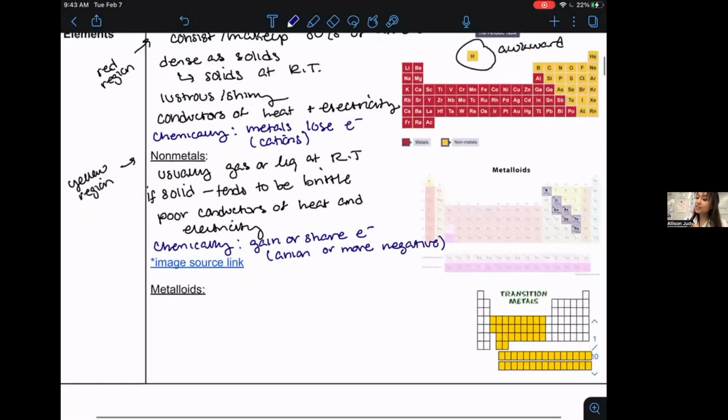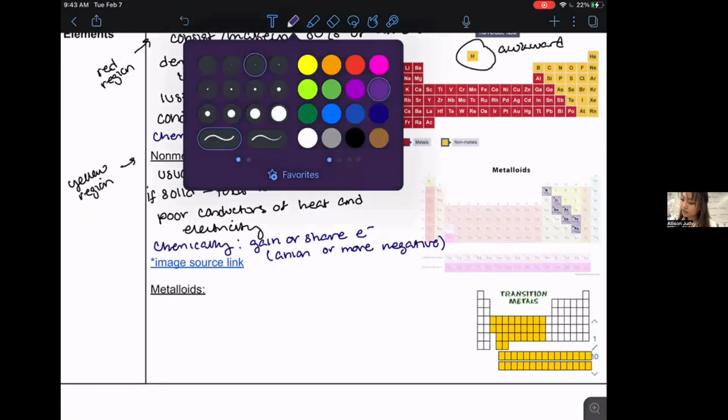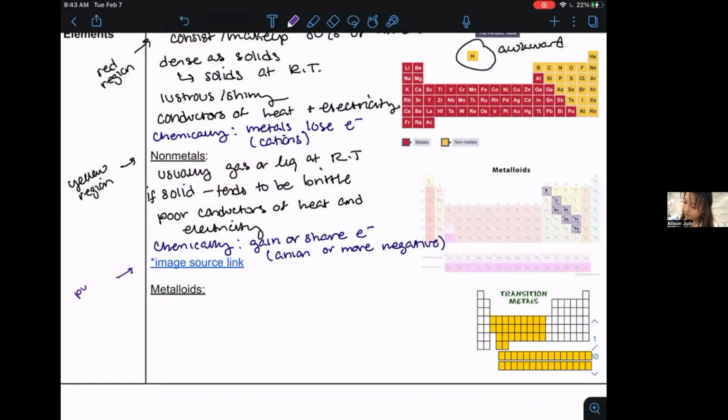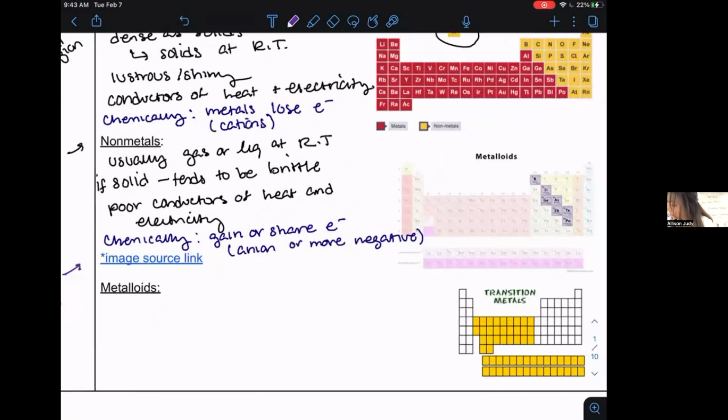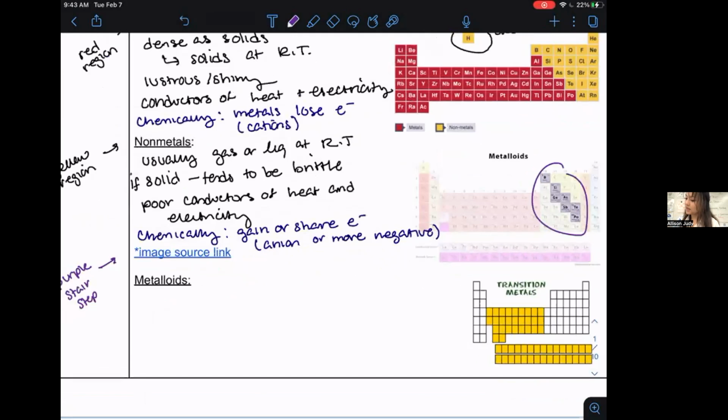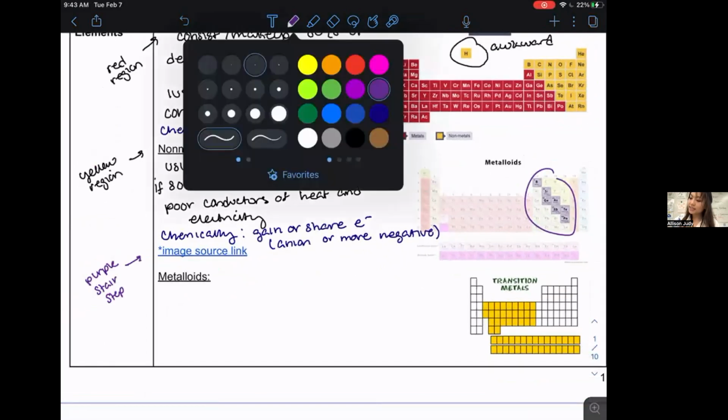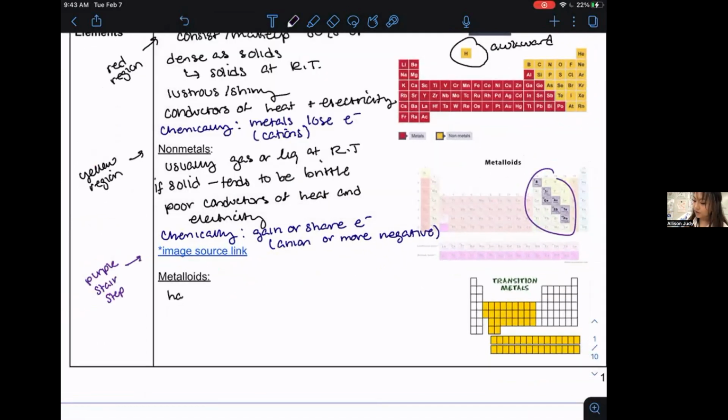And then we have this weird category known as metalloids, and that is in purple. The purple stair step is metalloids. Right here, these elements right here are metalloids. And these are interesting because they have both metal and non-metal characteristics or properties.